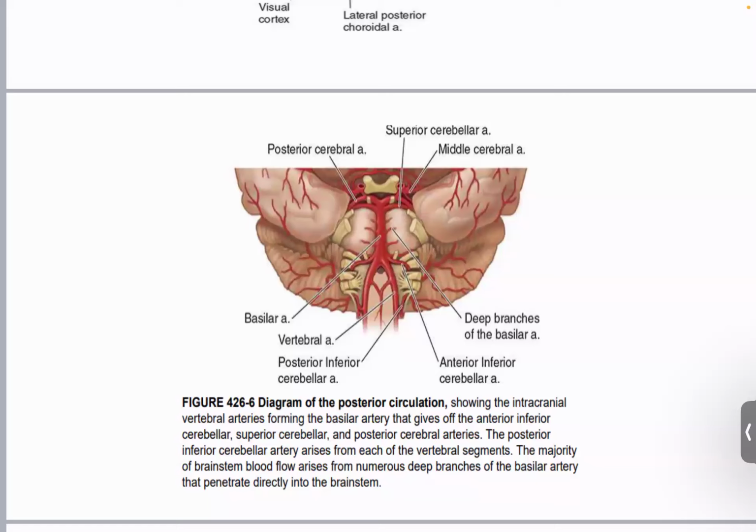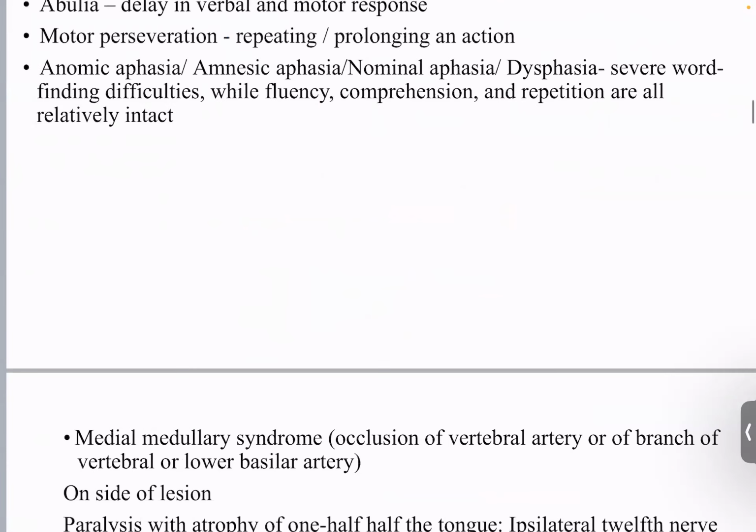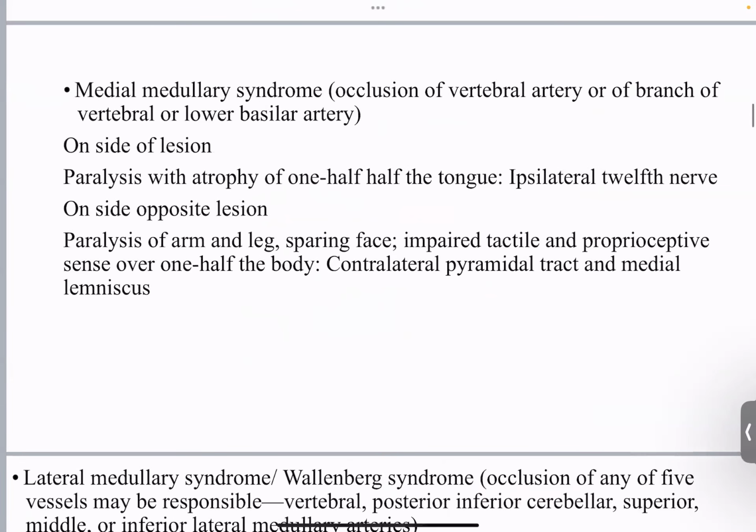So why to know this is, if there is a medial lesion, for example, a medial medullary syndrome of the right side of the medulla, what all will be involved? As I told you, there will be brainstem symptoms in the right side, and there will be motor or sensory symptoms in the opposite side. So we'll see the brainstem symptoms in the right side.